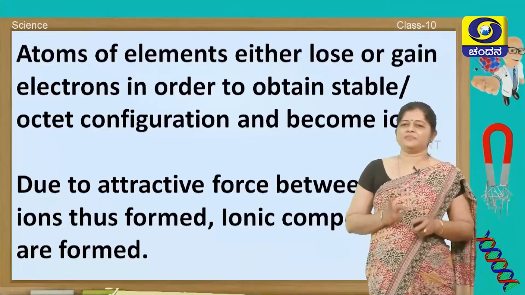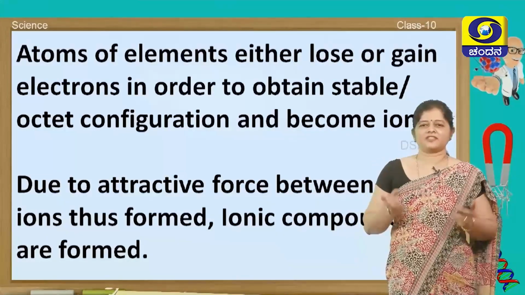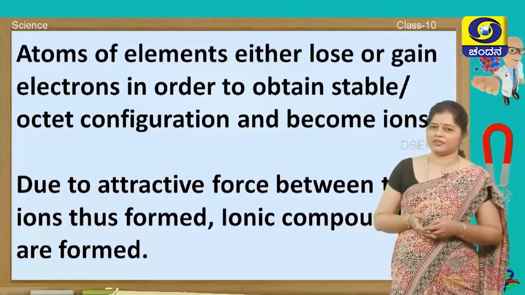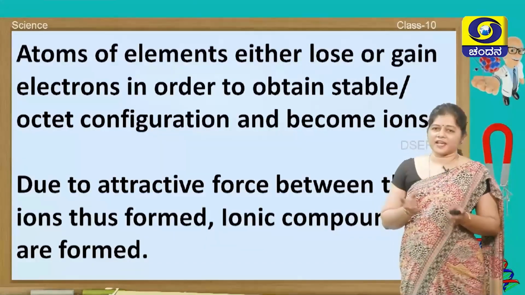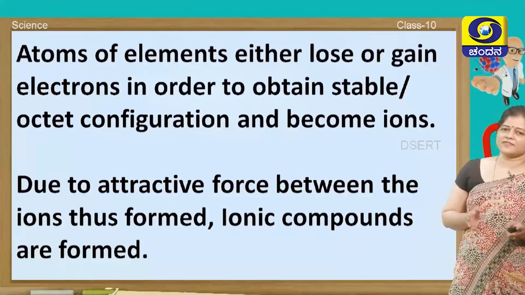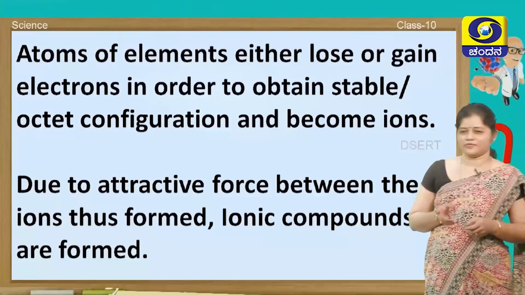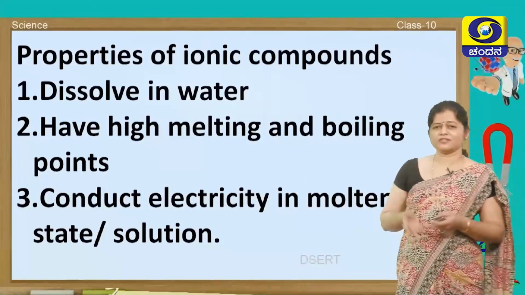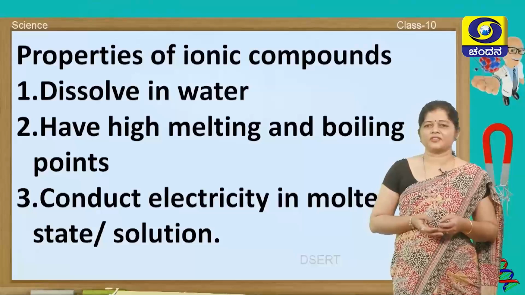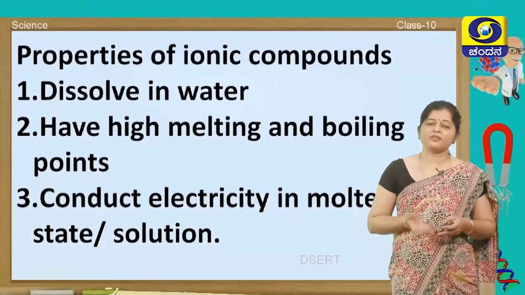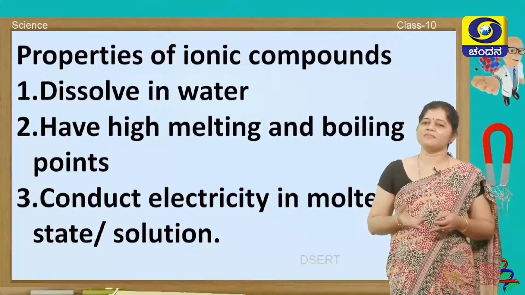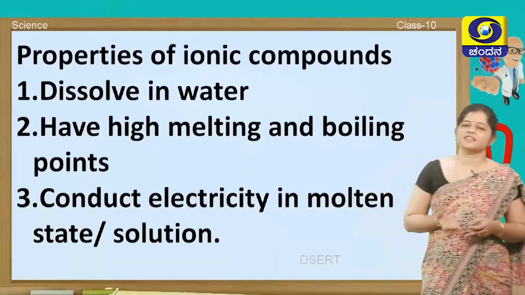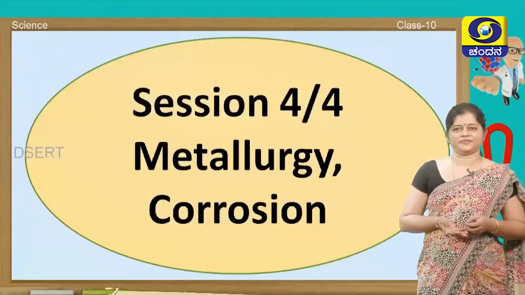You know that atoms and elements either lose or gain electrons in order to obtain a stable or octet configuration, and they become ions, and due to the attractive forces between the ions thus formed, ionic compounds are formed. This is what we learnt in the previous class. We also learnt the properties of ionic compounds, that is, all the ionic compounds dissolve in water, they have high melting and boiling points, and they conduct electricity in the molten state or in solution.